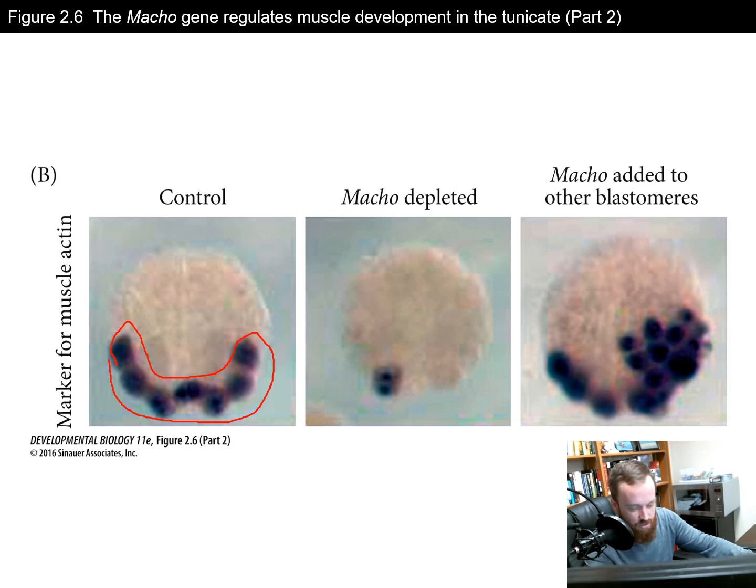Now, if we knock down macho through RNAi or knocking out the gene, you see that there's only 1 cell here that's expressing macho, and less muscle tissue will develop because of this. If we overexpress macho or add it to other cells, then a lot of these cells will develop into muscle tissue, more than expected compared to the control group. So this cemented the evidence that macho, this mRNA that encodes a transcription factor in the egg, is the determinant that specifies these cells to become muscle tissue.